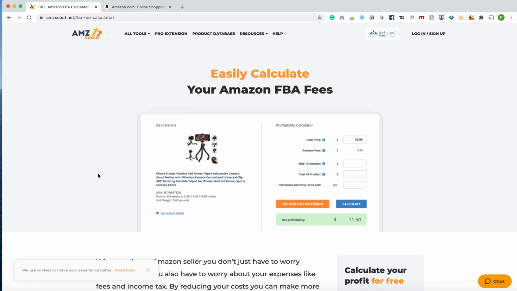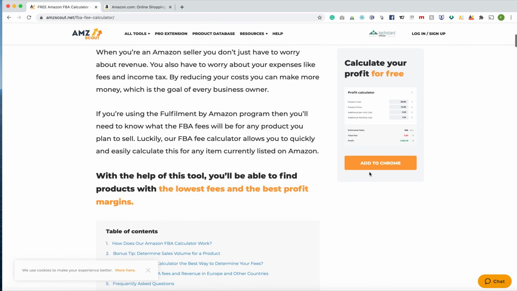They even have another extension that you have to install on your browser. You can read about it, add to Chrome, and you just need to use the Chrome browser. It will tell you the top selling products on the website in a specific category. Before you start doing anything, you just want to see if there's a market for the product that you're selling.